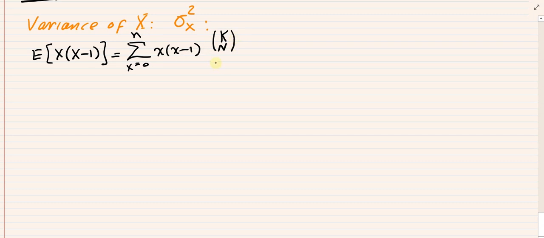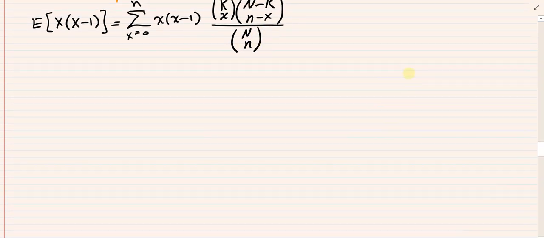That was not k choose n, it was k choose x. And then that's capital N minus k choose n minus x divided by N choose n, right? Now this is not the definition of variance, I just want to find that expectation. So this expectation is now going to be n using ways that we did before.